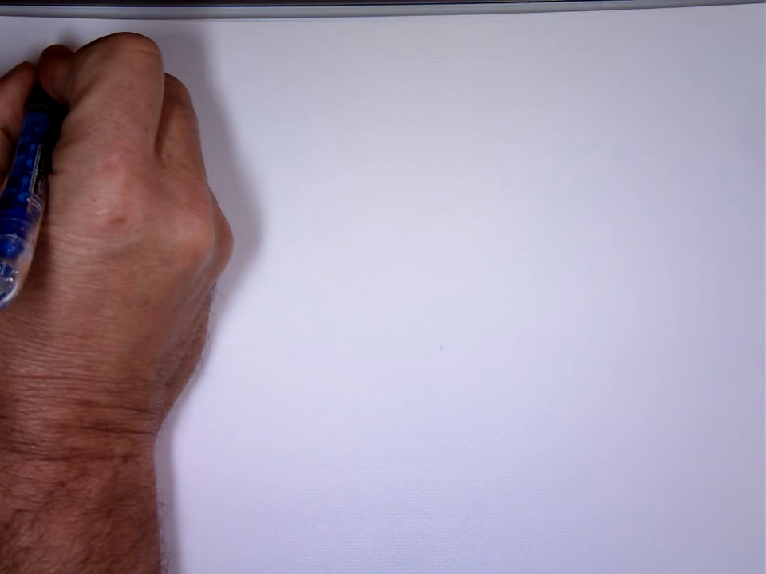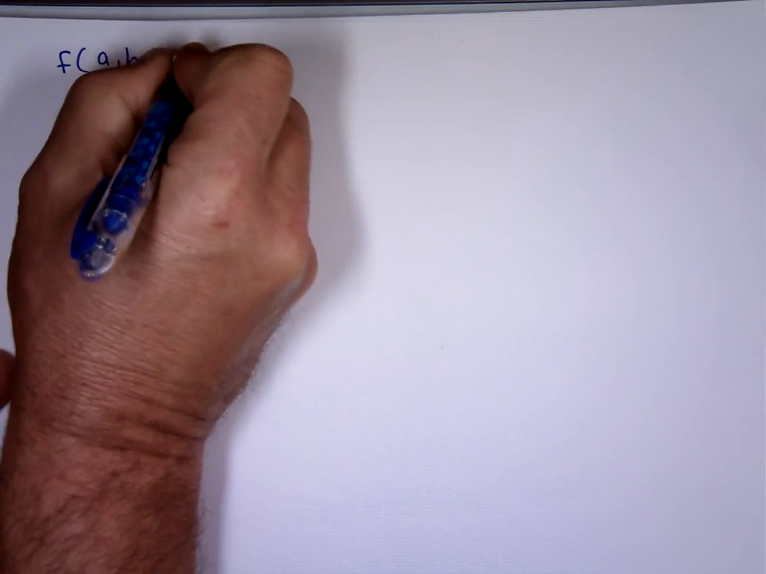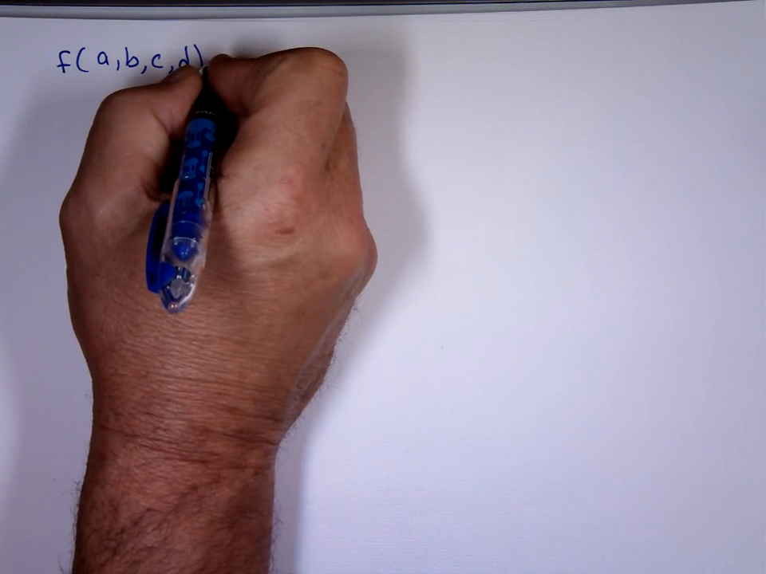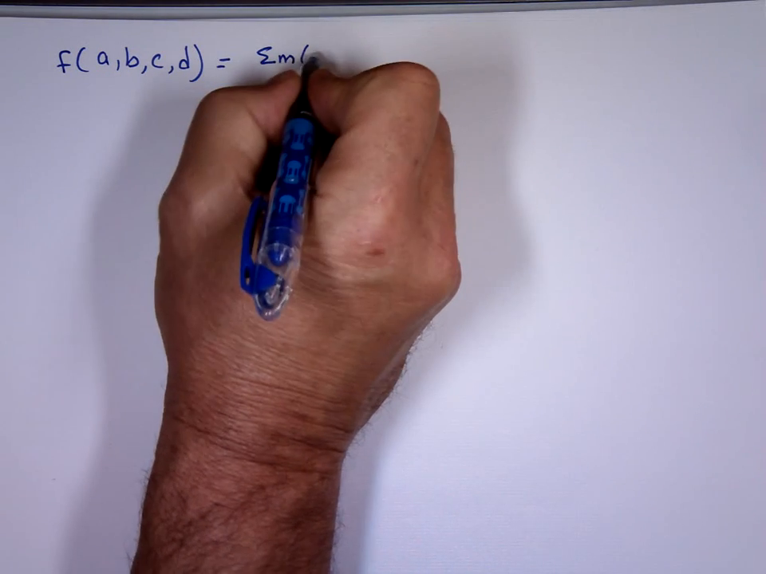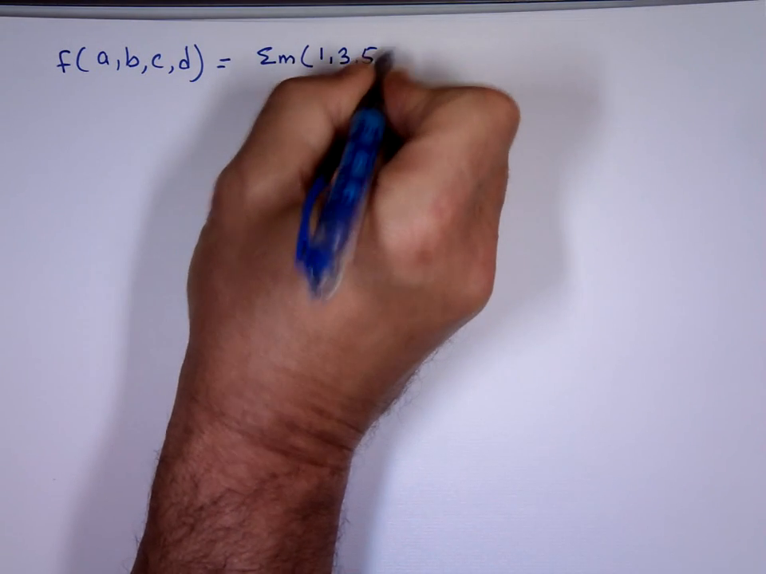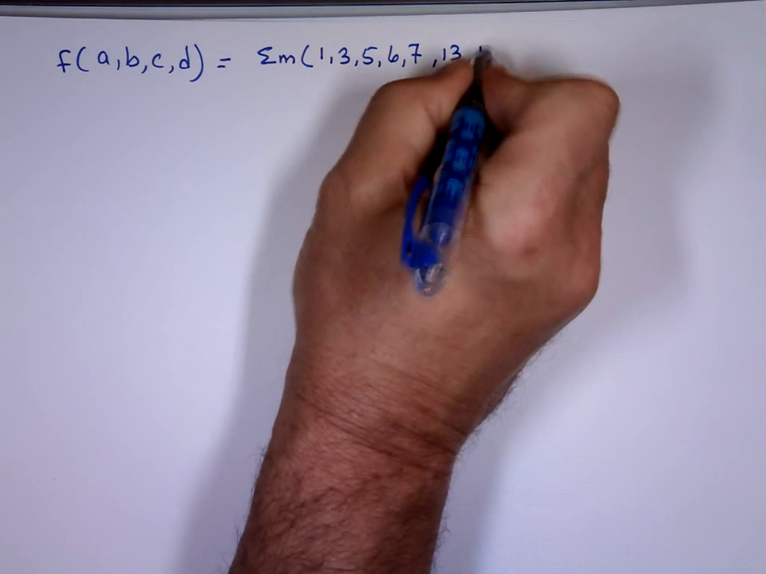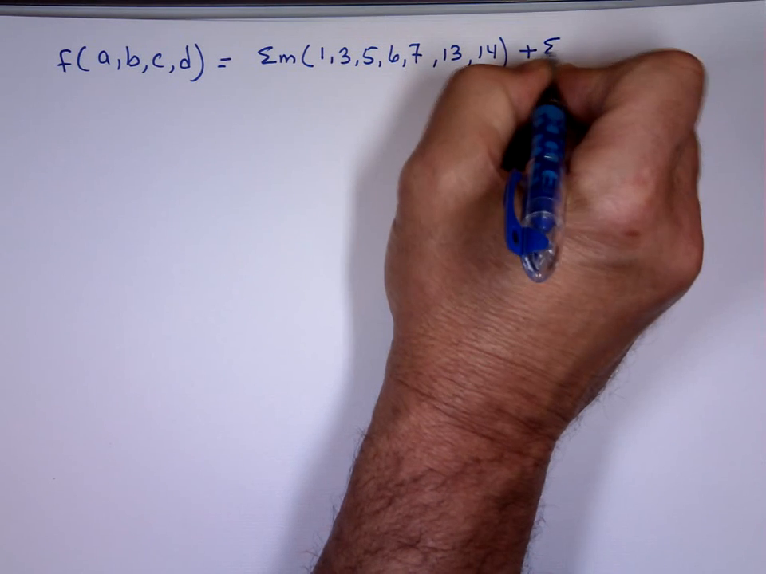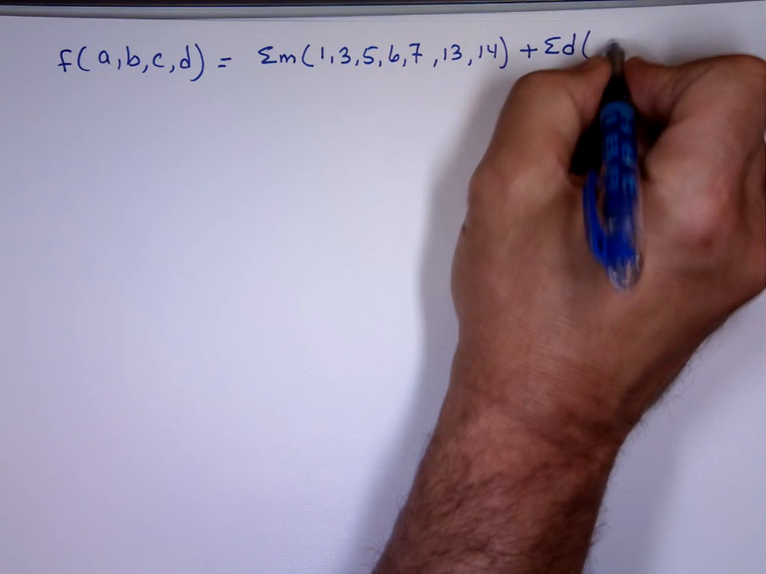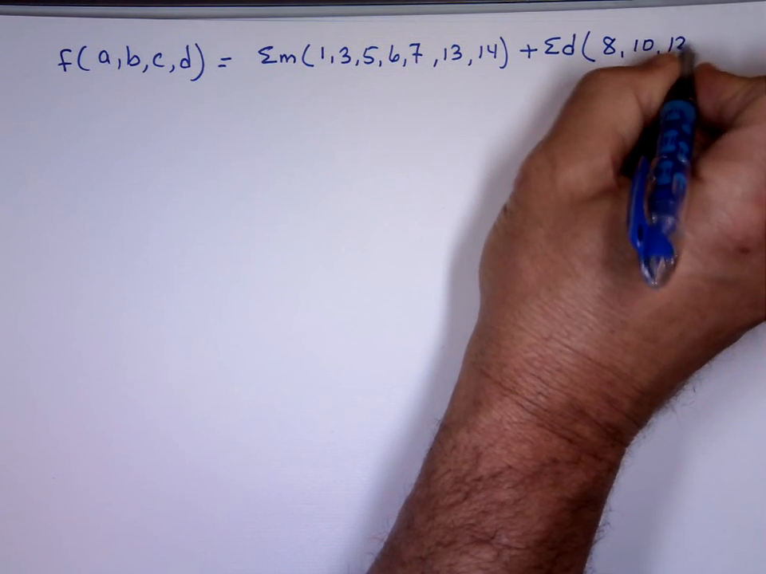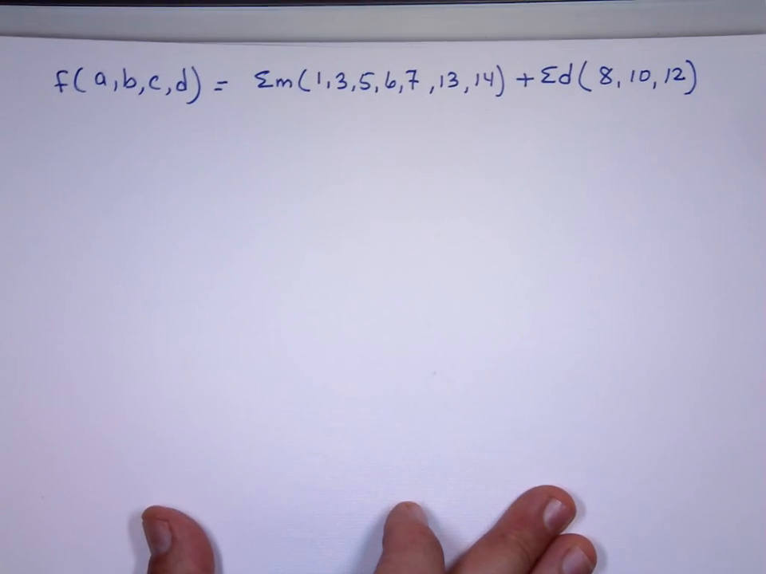I don't like W, X, Y, and Z, so I'll make them all A, B, C. It is the summation of the minterms of 1, 3, 5, 6, 7, 13, 14. Add to that the don't care, which is 8, 10, and 12.